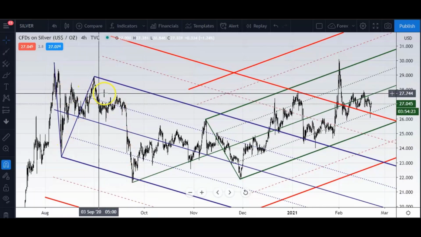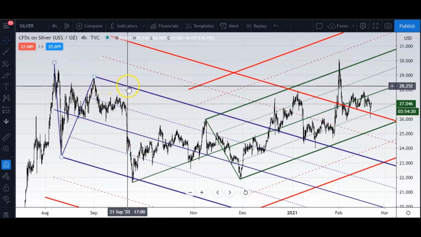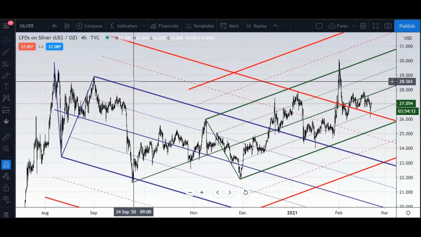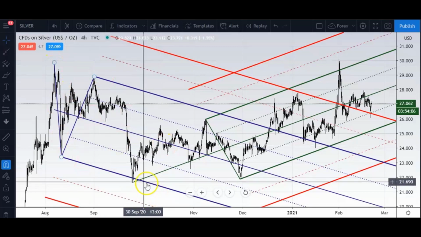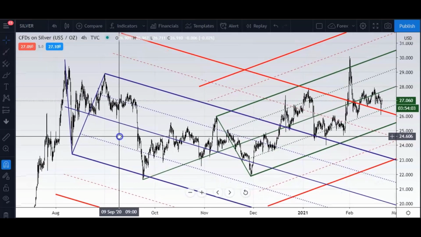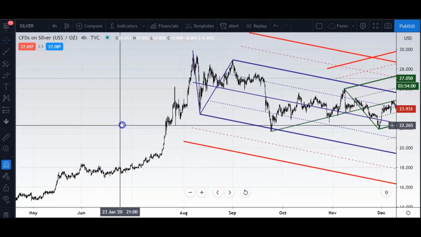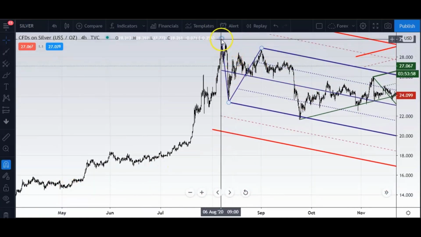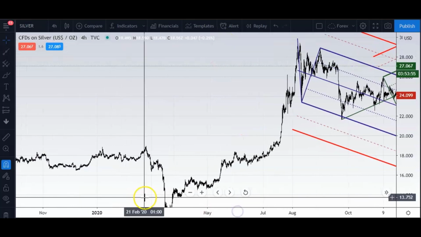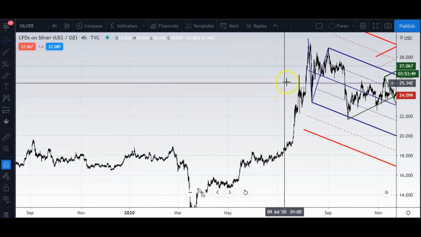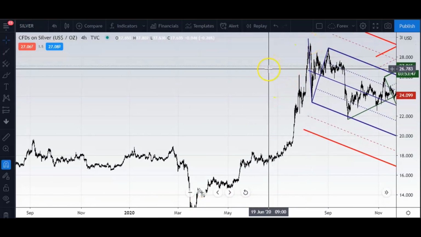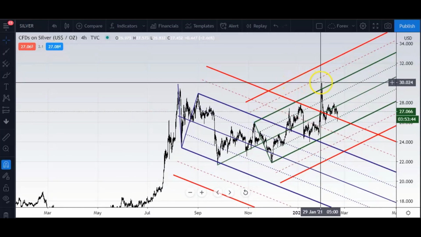As you know, I try to find the end of corrections using pitchforks. My go-to pitchfork when I do deal with corrections is, in the majority of the cases, the shift setting. Now, why would I want to draw a shift pitchfork here? And why would I assume that this might have been a correction? Well, to answer that question, you'll have to look at what happened prior to this high over here. And clearly, silver's been in a very, very strong uptrend for most of 2020 until this high in August last year. The price recently actually broke this.